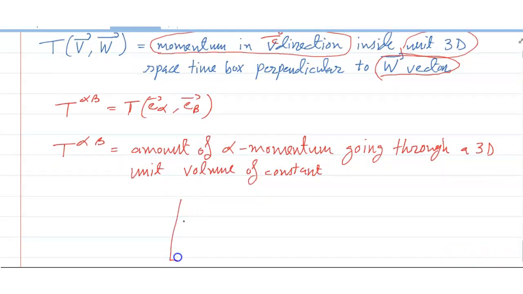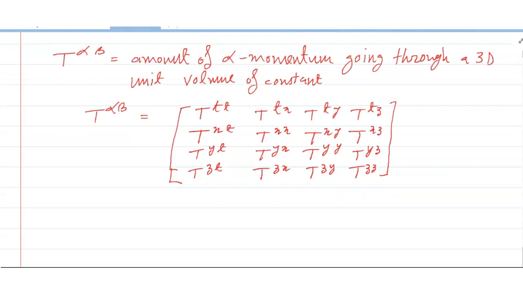So our tensor T alpha beta can be written as: TT, TX, TY, TZ, TXT, TXX, TXY, TXZ, TYT, TYX, TYY, TYZ, and TZT, TZX, TZY, TZZ. We can think of alpha beta components of the energy momentum tensor as the flux of alpha momentum crossing a unit volume of constant beta.